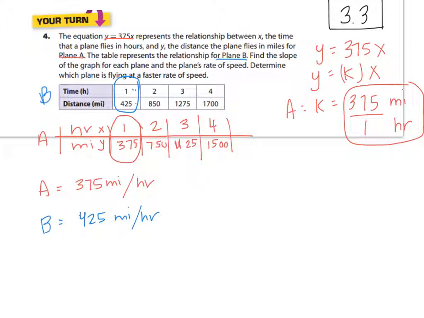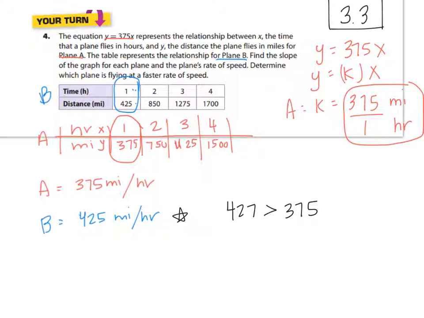So you can use the equation and determine what that means based on what we've got going on here with the equation. Maybe it's not this straightforward, so you could make this table, right? And then you can compare the two tables. So you've got your plane B unit rate, your plane A unit rate, and we can see based on this which one is bigger, or which one is faster. The plane that's traveling faster is B, because 425 is greater than 375.